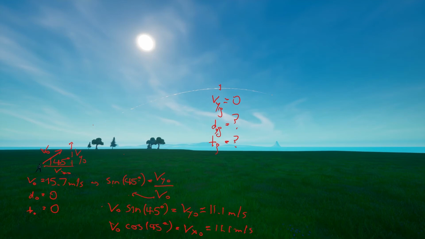So it's also 11.1 meters per second. Now, I apologize for my handwriting. I am an engineer, and we are notorious for horrible handwriting. So just stick with me here, and we will make it through.